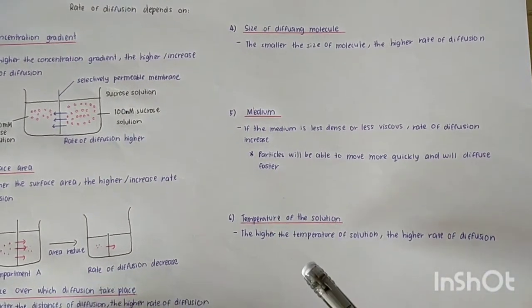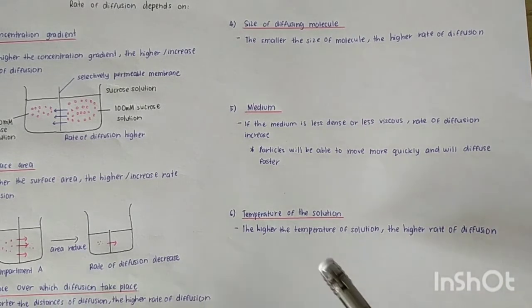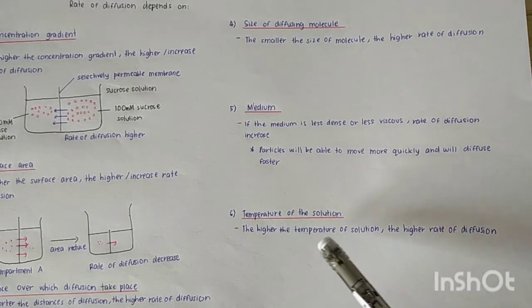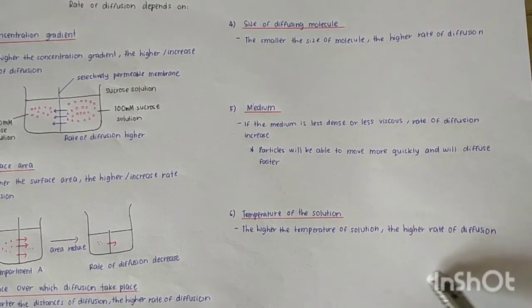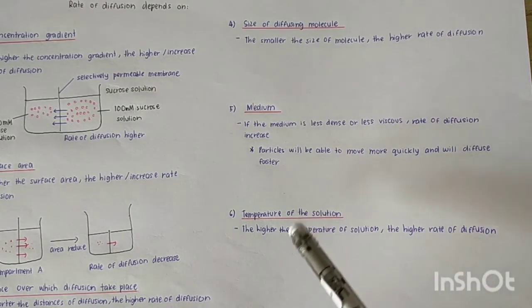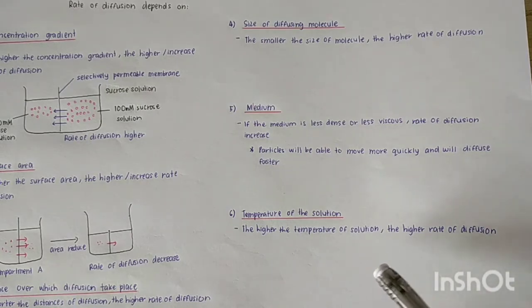And then the last factor, temperature of the solution. The higher the temperature of solution, the higher the rate of diffusion. Because of what? If the temperature is increased, the kinetic energy of the molecules also will be increased. So that's why the rate of diffusion also will be increased.